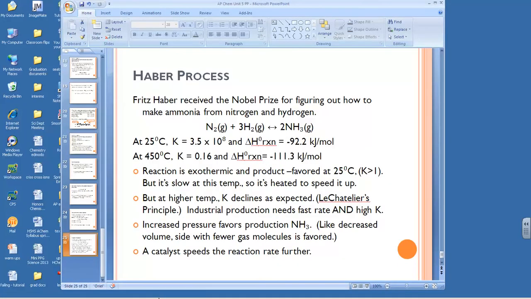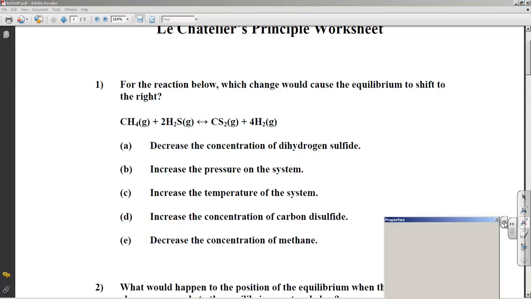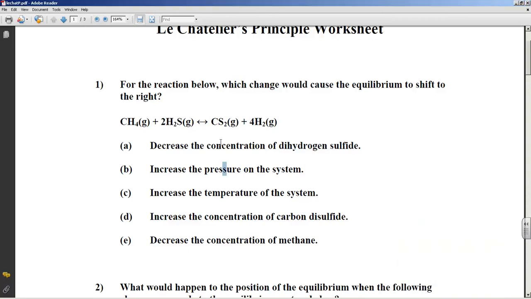Let's look at some other examples just to make sure we know what's going on here. We've got our reaction here. And it's asking us if we decrease the concentration. Let's see, why isn't that pen coming up? Should be able to write with a pen. Oh well. It doesn't want to allow me to use my pen. So we'll just look at them together.